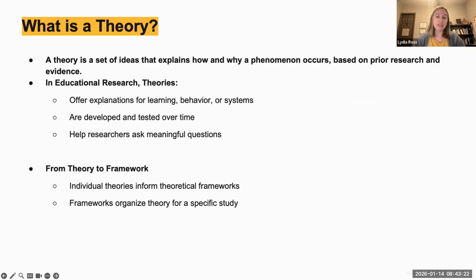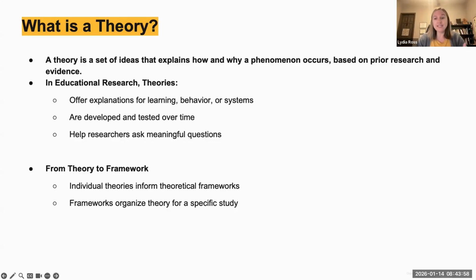And so in education, theories might help us explain how things like learning happens, how student motivation develops, how student identity forms and how that influences learning, or how different systems operate in educational contexts. And theories are really powerful because they give us a way to explain things beyond just a single classroom or a single context. So you might notice something in a classroom, but through theory, we connect that to what's happening in other places.